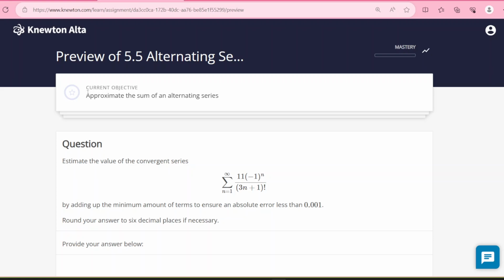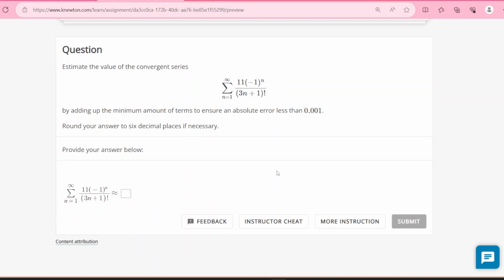And on the main page, you have a current objective, and beneath that, a question related to that current objective. And at the bottom of every question, you'll see a feedback button. This is for if you see any typographical errors or any problems with the answers or answer explanations, you can send feedback directly to Newton, and hopefully someone will get back to you and fix the problem.